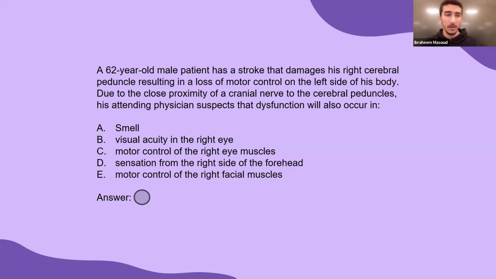So what do you think will happen when these nerves close to the cerebral peduncle are affected? What control will he lose? Visual acuity is not really related to the nerve, like whether he can see or not. It's a motor control, right? It's control of the muscles in his eye, the right eye.